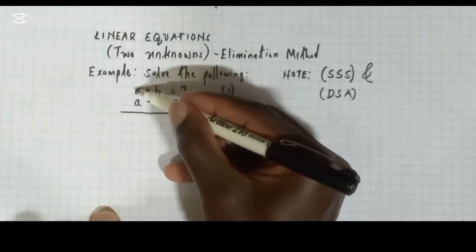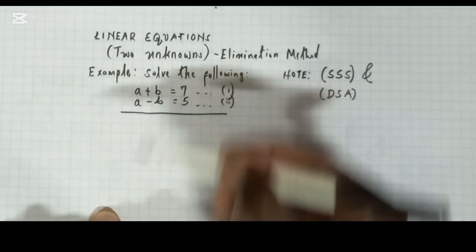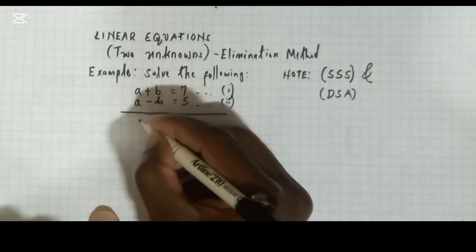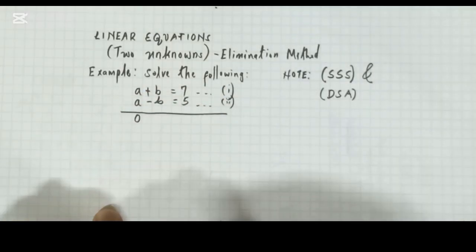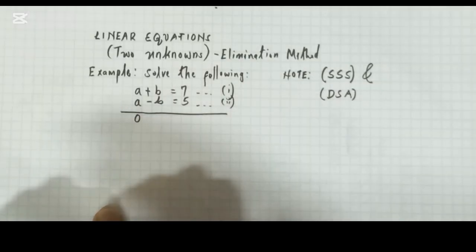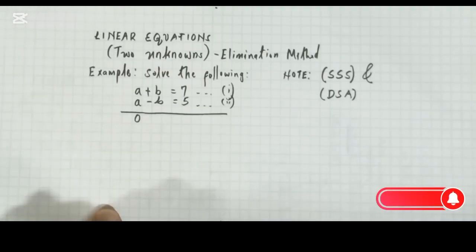So we are going to take a minus a, which gives us 0. I can just have it written there as 0. That on its own has eliminated the variable a for us. We no longer have variable a, because a minus a has given us 0. That is why we are calling this the elimination method.